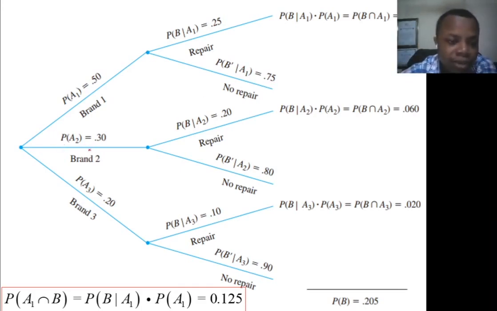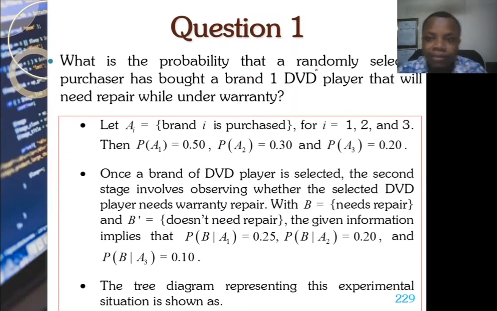Now a similar thing happens to brand 2, and with this brand 2, those that will be needing repair are 0.2, and those that will not be needing repair is 0.8. That will be their probability. And for brand 3, those that will need repair is 0.1, that is 10%, and those that will not need repair is 90% of brand 3. So if you are to estimate the probability that a randomly selected purchaser has bought a brand 1 DVD that will need repair while under warranty.